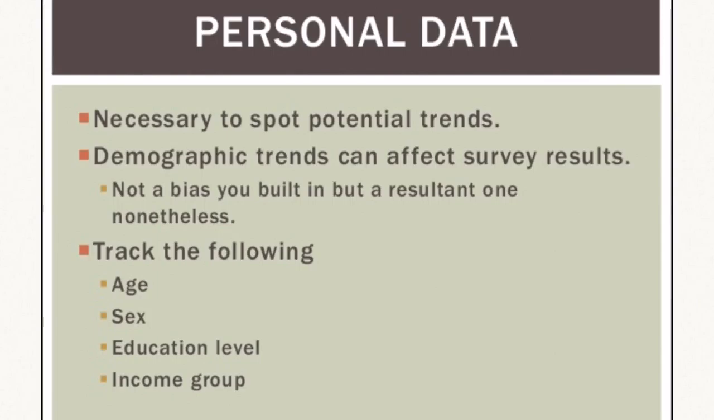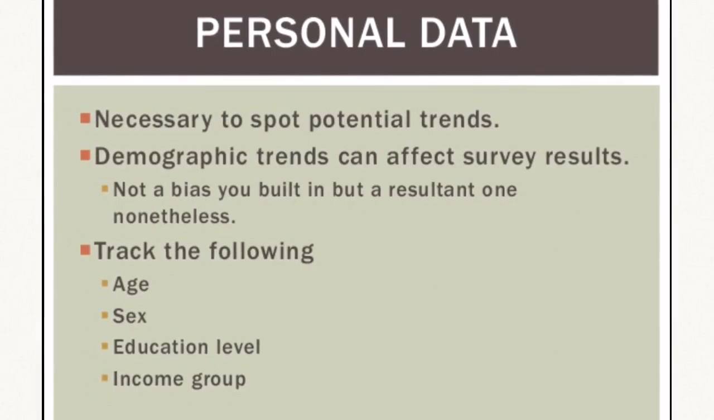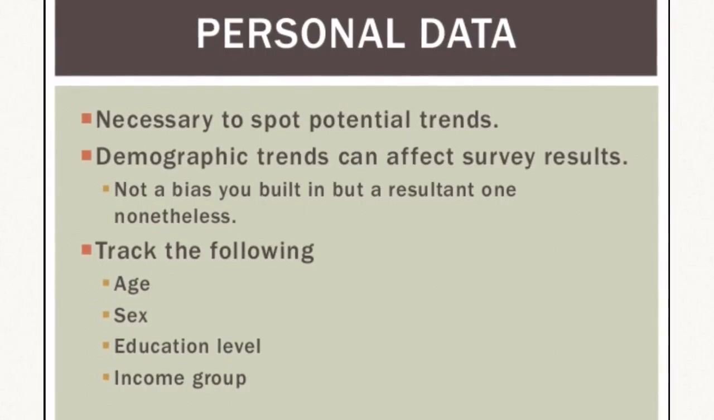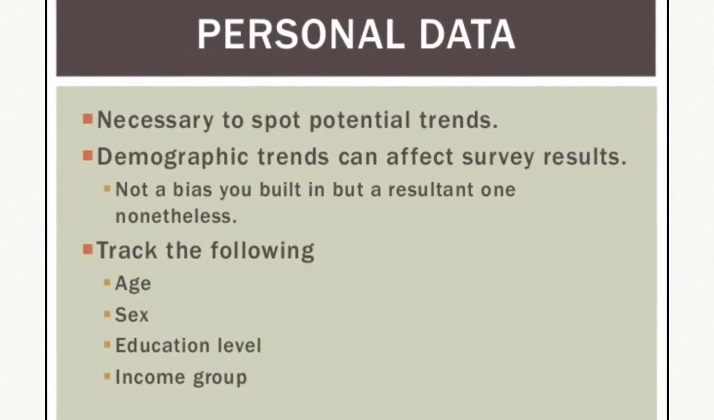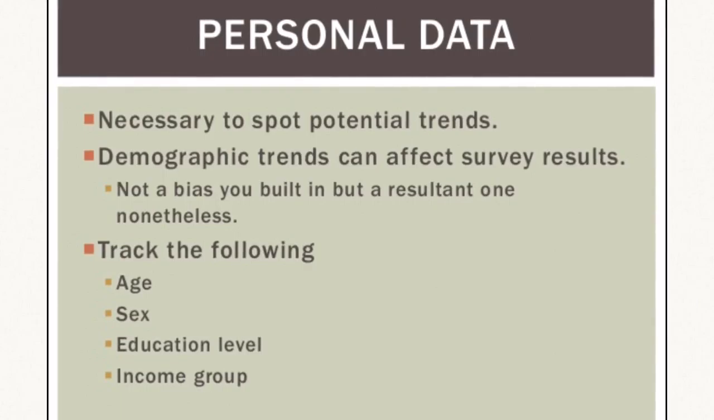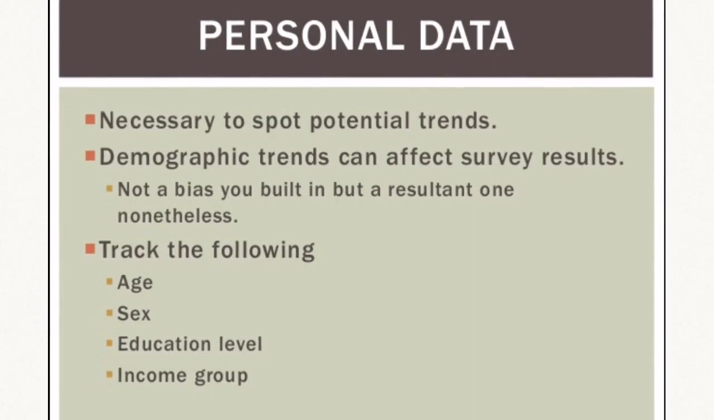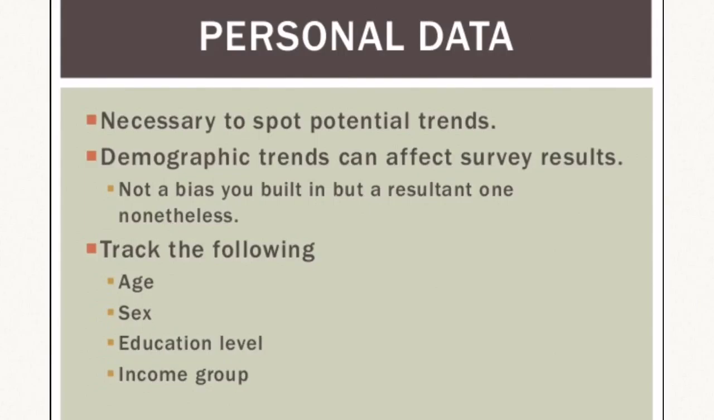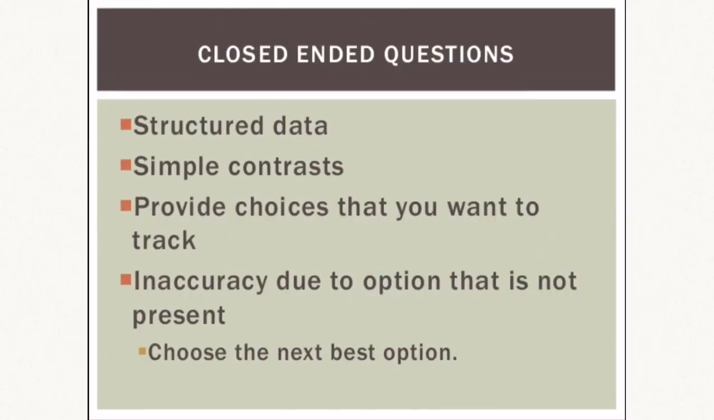So what do we normally track? Normally we track age as a key component, sex as a key component, education level, and for working adults, income group. Bear in mind we do not track personal income as a specific number per month, or how much the family earns per month, but we normally look at a range. This is partially to allow people who are uncomfortable with declaring their income to give you some sort of data you can work with.